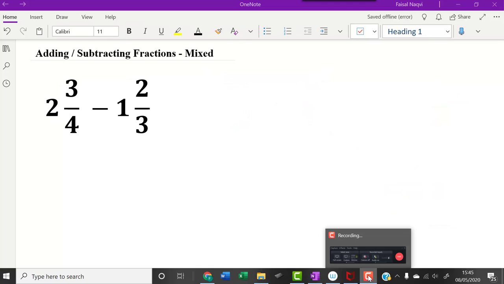Have a go at this example here. Press pause and we'll run through it in just a few seconds. But remember, this is a subtraction rather than an addition. So the process is exactly the same, but you just got to take away rather than add.